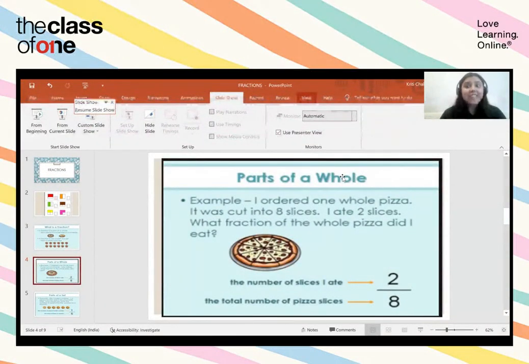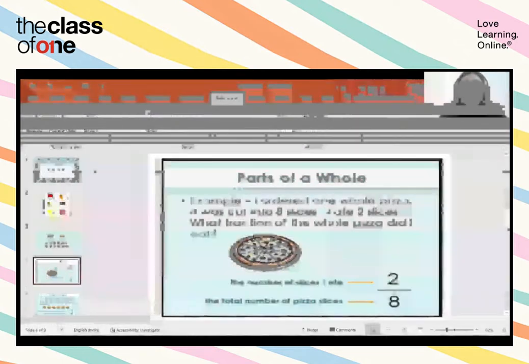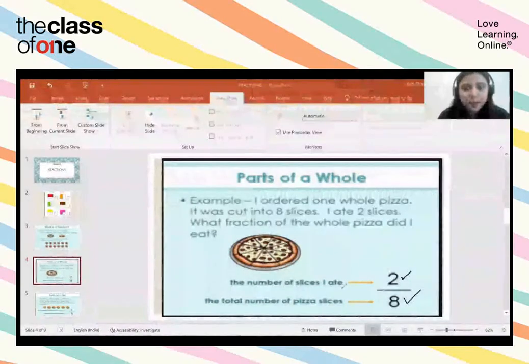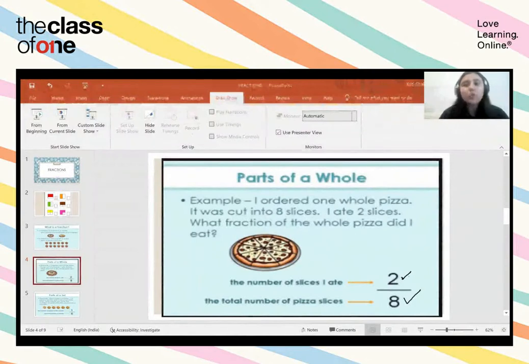Yes, since the pizza was divided into a total of 8 slices, the denominator becomes 8. And how many slices did I eat? 2. So the numerator becomes 2. It's always the selected part. So the fraction becomes 2/8. This is how we find parts of a whole.